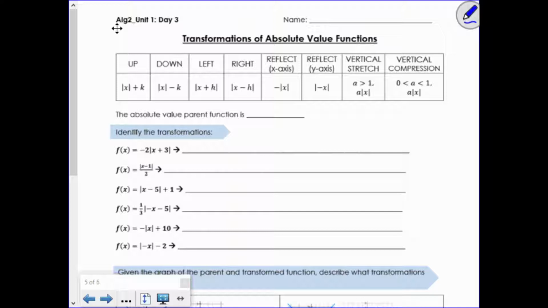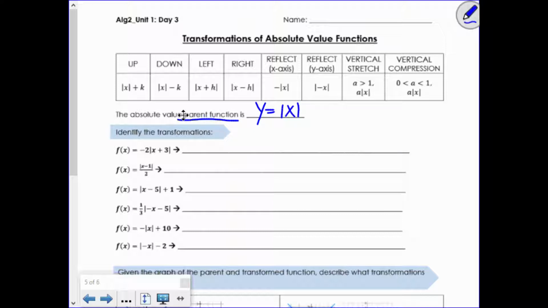So that's just a really quick review of the transformations. We're going to do the same kind of thing that we did before with the absolute value parent function. A parent function is what your equation would look like if no transformations have taken place. There's no up or down, no left or right, no stretch, no compression, no reflection. So what do you think the generic absolute value function looks like? Well, y equals the absolute value of x.